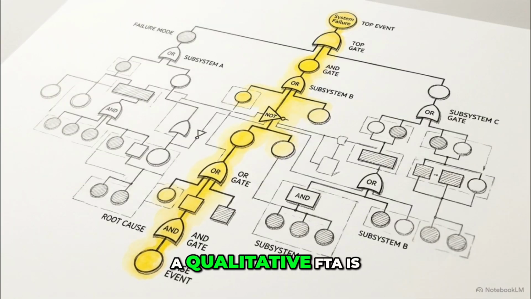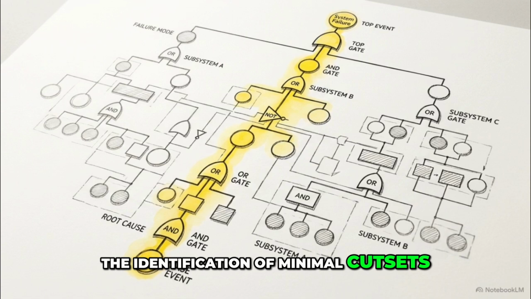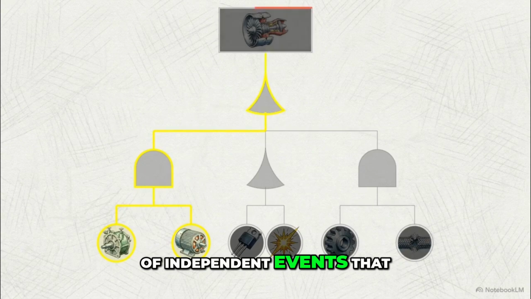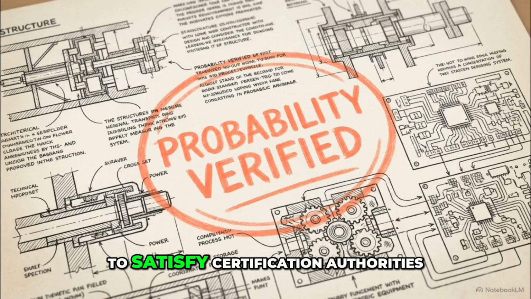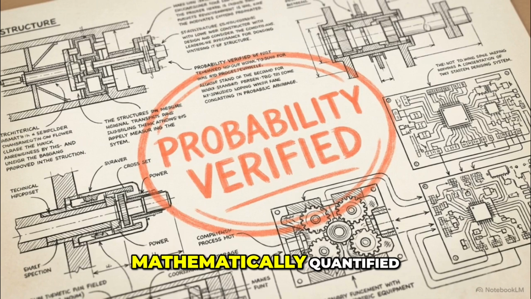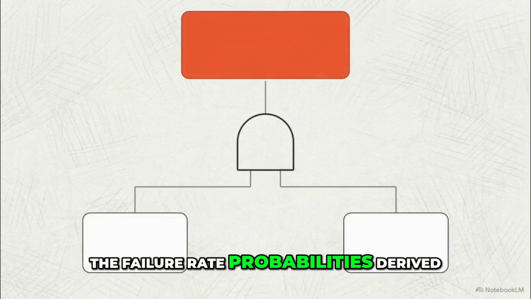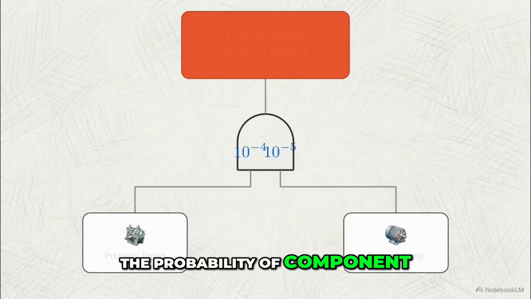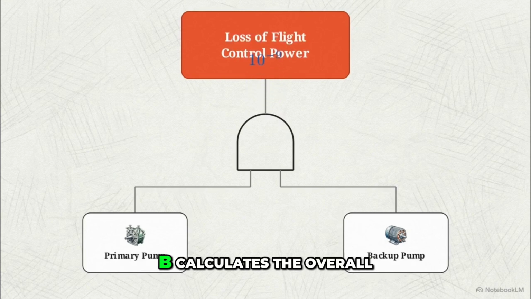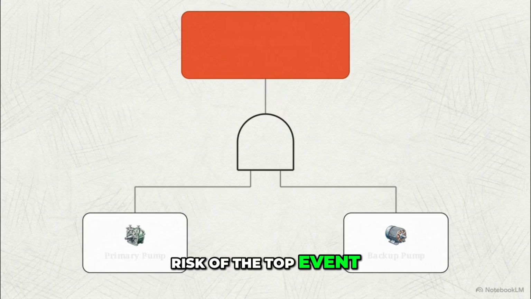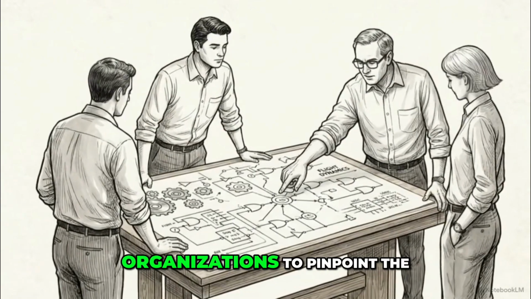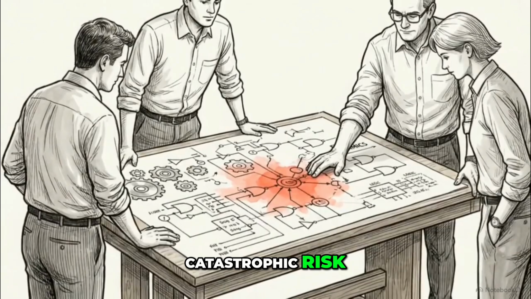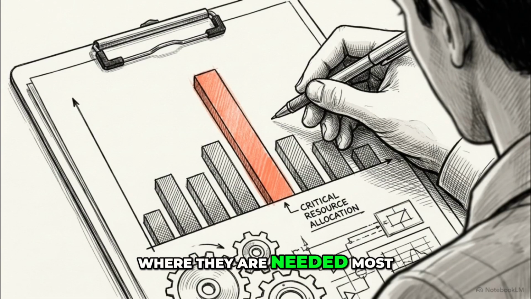The primary output of a qualitative FTA is the identification of minimal cut sets. In this diagram, a minimal cut set is the absolute smallest combination of independent events that will trigger the top event. To satisfy certification authorities, these cut sets must be mathematically quantified. The failure rate probabilities derived from the FMEA are inserted into the base nodes of the fault tree. The probability of component A multiplying against component B calculates the overall risk of the top event. Calculating minimal cut sets allows organizations to pinpoint the exact failure paths that contribute most heavily to catastrophic risk, directing engineering resources exactly where they are needed most.